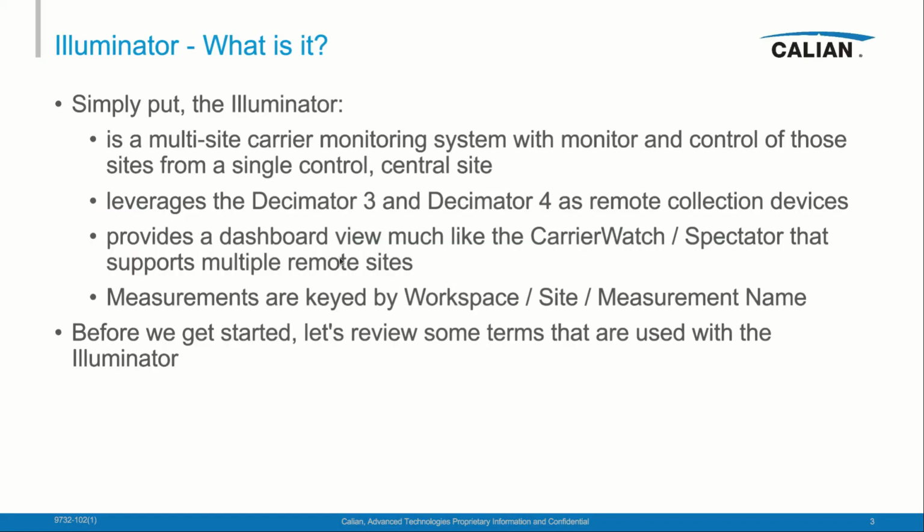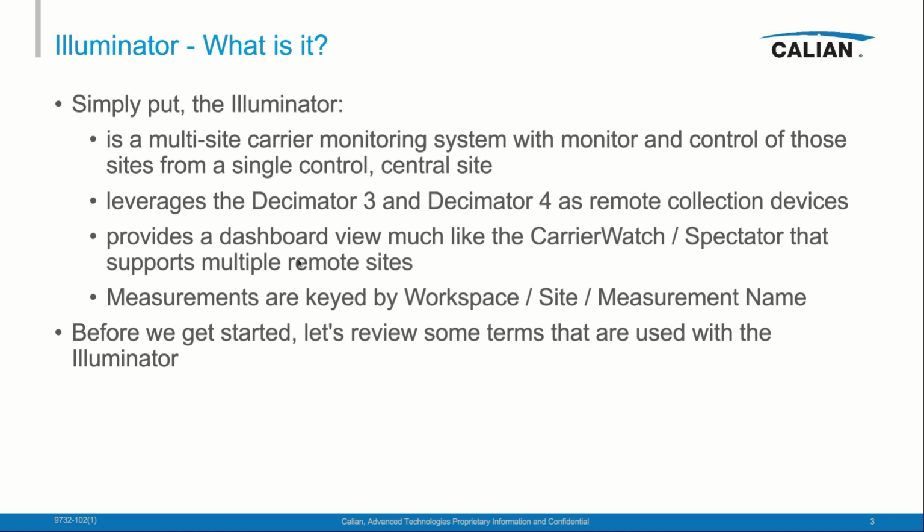So let's get started. Simply put, the Illuminator is a multi-site carrier monitoring system with monitoring and control of those sites from a single central control site. It leverages the Decimator 3 and Decimator 4 as remote collection devices. It provides a dashboard view much like the Carrier Watch and Spectator that supports multiple remote sites. And measurements are keyed by workspace, site, and measurement name.